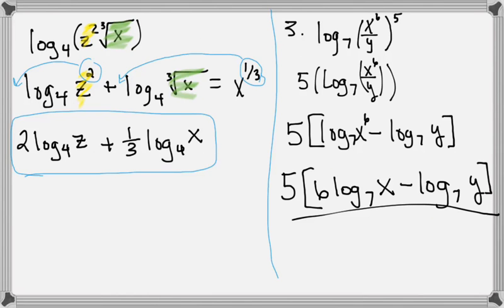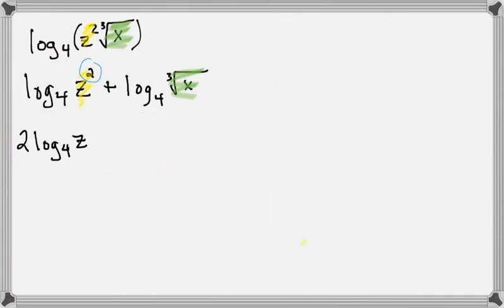So if we go back here, you get this. We have the first part, 2 comes out front, and you've got 2 log base 4 of z, and you're done with that property. There's nothing else to do. I can't apply the product rule. I can't apply the quotient rule. I can't apply the power rule anymore. I've already done those things. I can use it as much as needed.